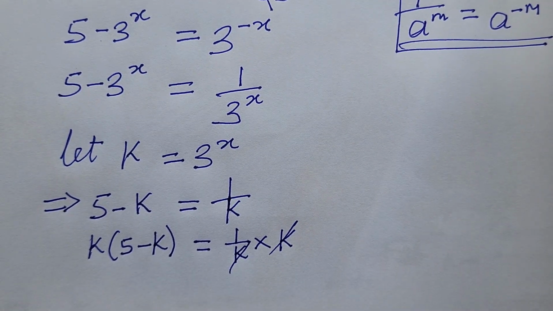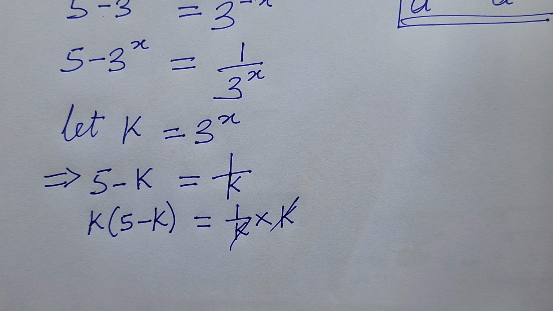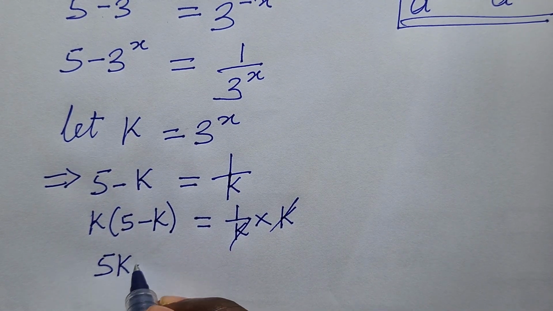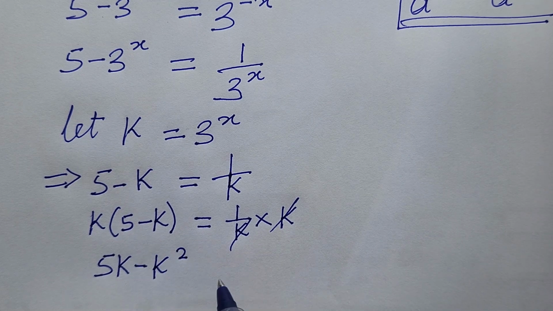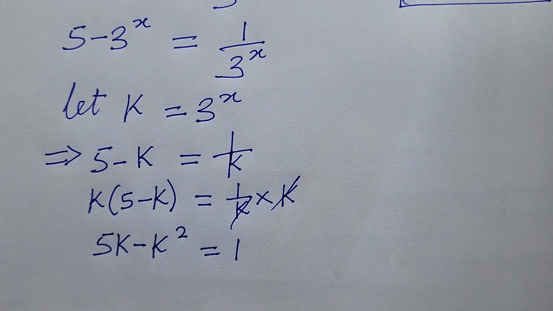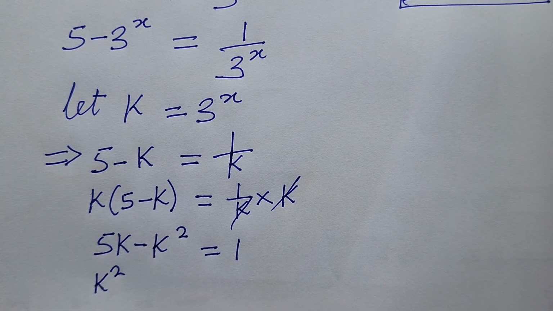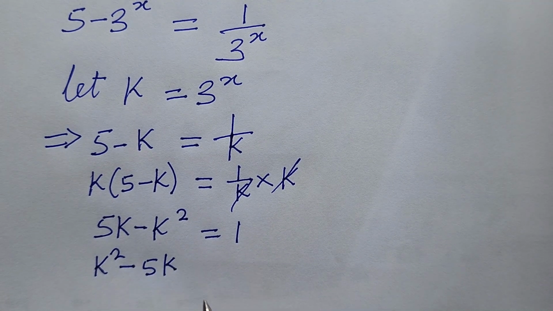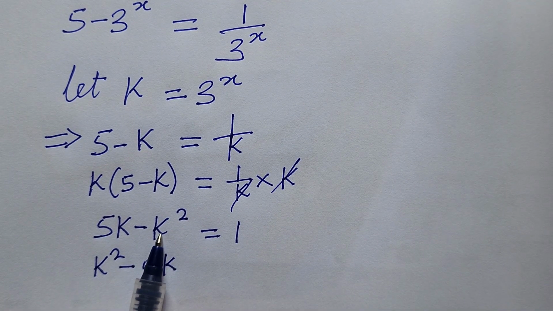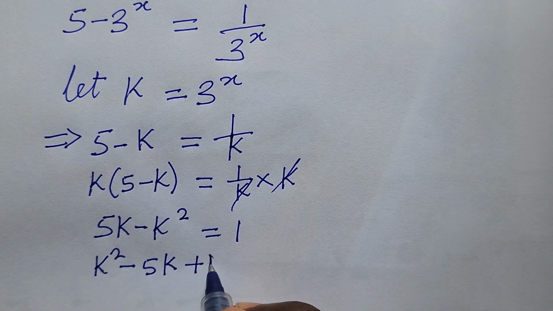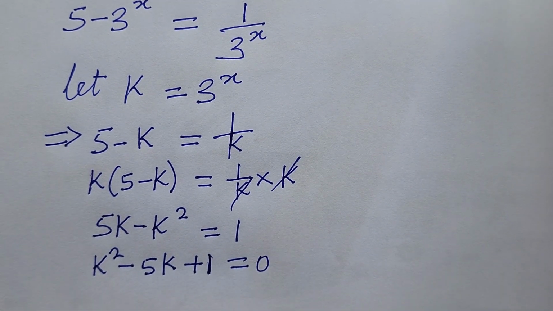So k leaves the system on the right hand side of the equation and we'll end up having 5k minus k to the power of 2 equal to 1. Let's move this to this side of the equation and rearrange the system. So this is going to give us k to the power of 2 minus 5k. When this comes to this side, we turn to minus, but we multiply with minus again. So this is going to give us plus 1. This is equal to 0.